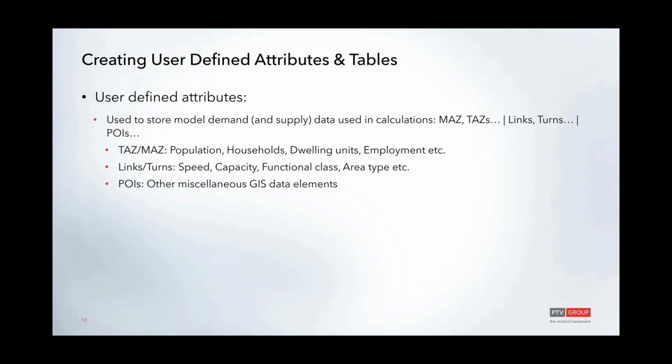The points of interest may hold the user-defined attributes of other miscellaneous GIS data elements, where you might have different fields in your GIS shapefile, which you want to bring in as an underlay or overlay on the network. And those are all stored again as user-defined attributes.